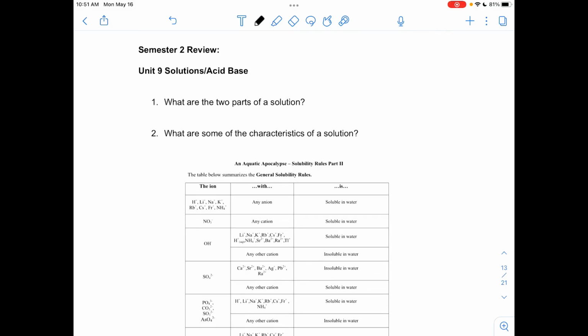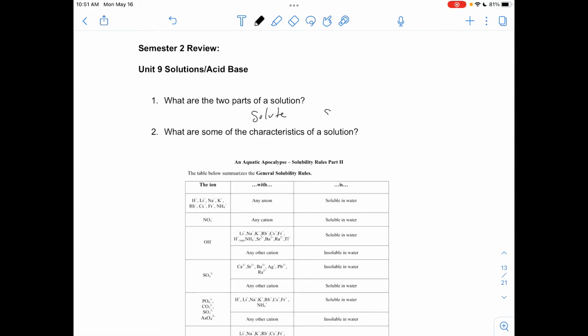Okay, moving on to semester 2 stuff. We covered acids and bases and solutions in Unit 9. So two parts of the solution, we have the solute and the solvent. Solvent is what you have more of. It's what does the dissolving. So if I had a beaker of water, the water is a solvent, and then if I had a little can here with salt, the salt would be the solute.